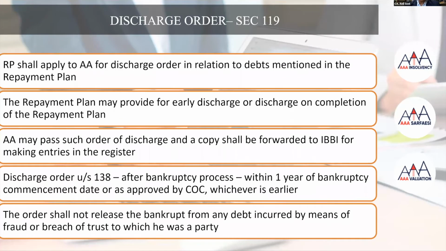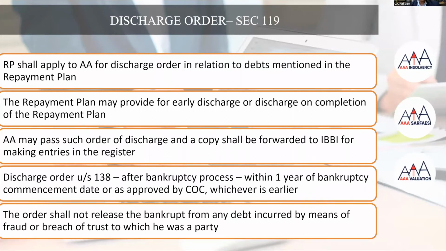Then the repayment plan may provide for early discharge or discharge on completion of the repayment plan, because there are possibilities. For instance, there is property available with the debtor, and that property would be given to one of the creditors, and then the debtor would be eligible to apply for an order of discharge from debts. It may be that the property has not yet been sold and the money has not yet been recovered by the creditor, but it can be part of the repayment plan that early discharge would be available to the debtor.